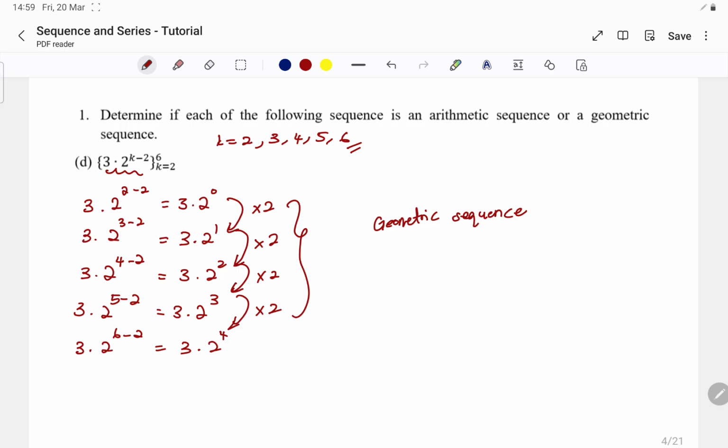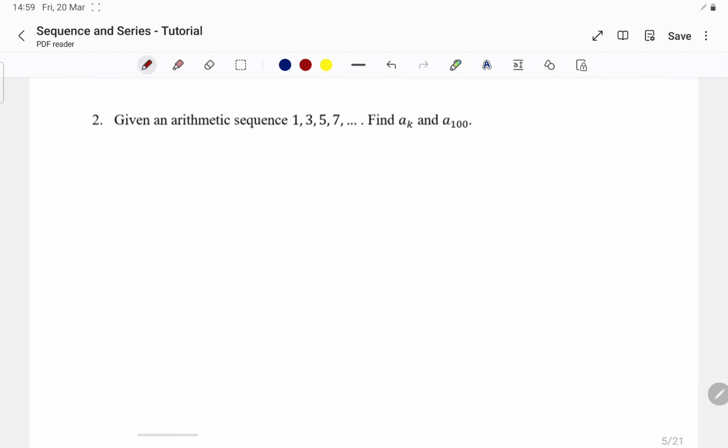Question 1E, you can proceed on your own. The steps are similar, you can use these steps as well. So we proceed to the next question, which is question 2.